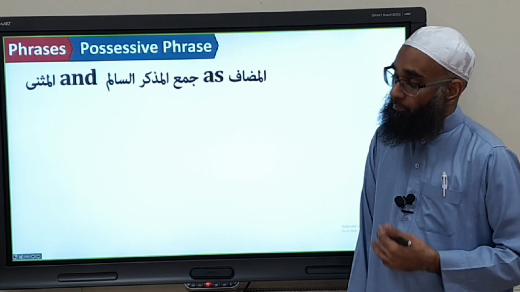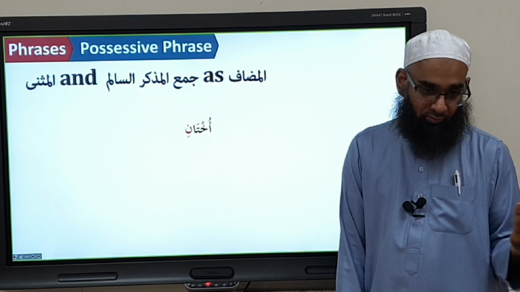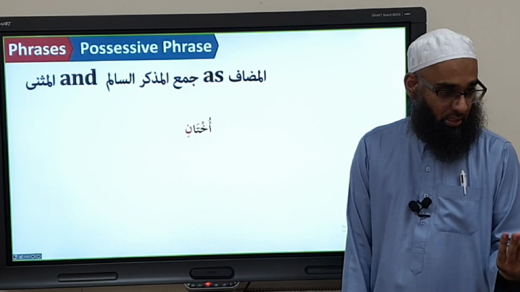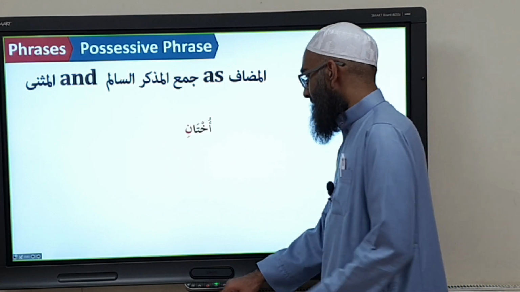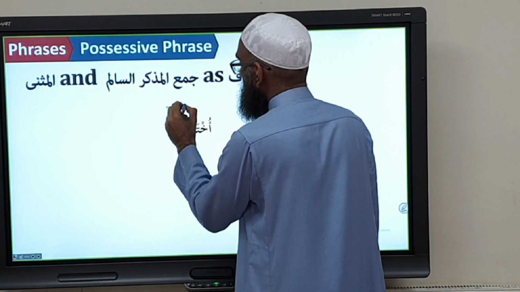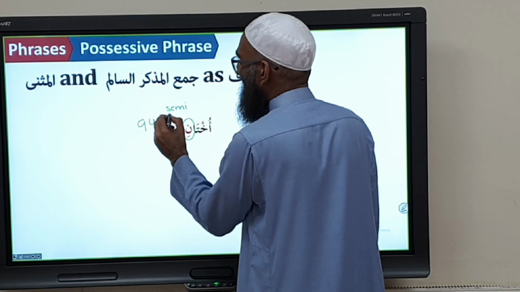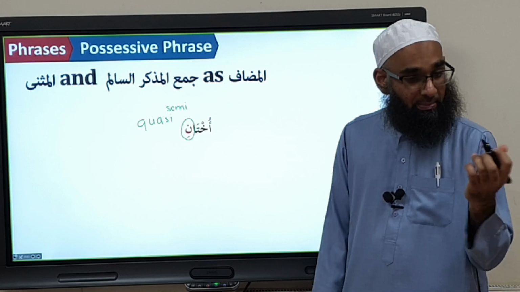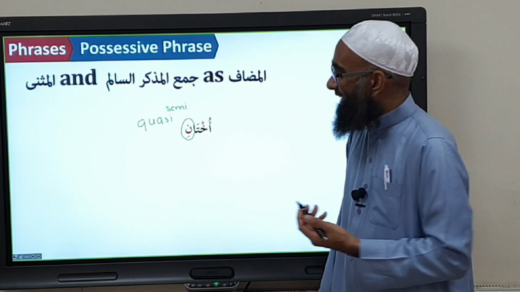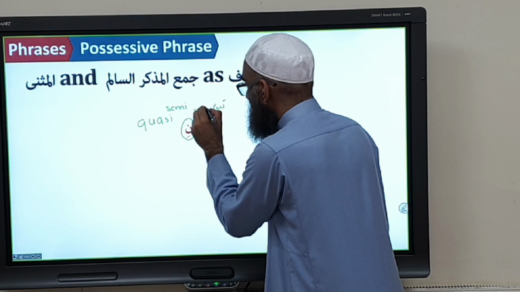When you have a muthanna, for example ukhtan, what is it? Muthanna, alif nun. Ukhtun, the dual becomes ukhtan. What we say here is that the noon is quasi, semi, half, almost, like, similar. So ukhtan is like a tanween. It's equal to a tanween, kind of, not always, but kind of.